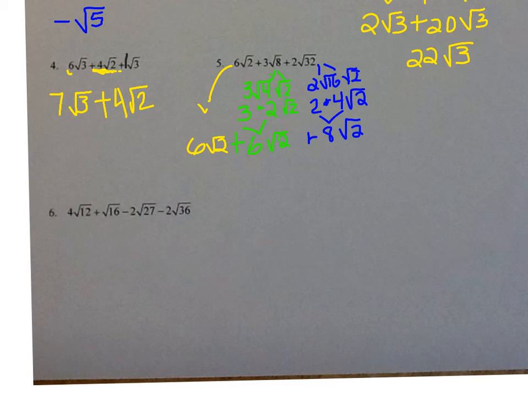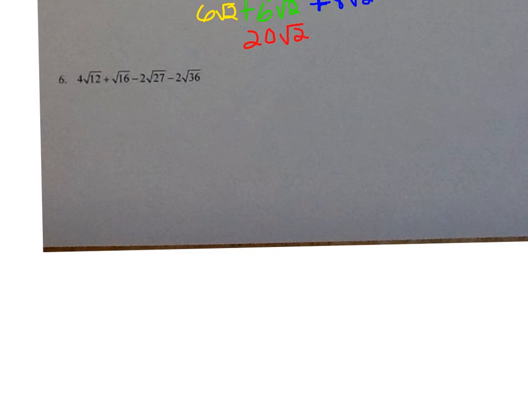So I can actually add all of these together because they all have the same square root of 2. So we're going to add the coefficients. So we have 6 plus 6 is 12, plus 8 is 20. So my final answer would be 20 square root of 2. All right, and let's take a look at number 6, last one.